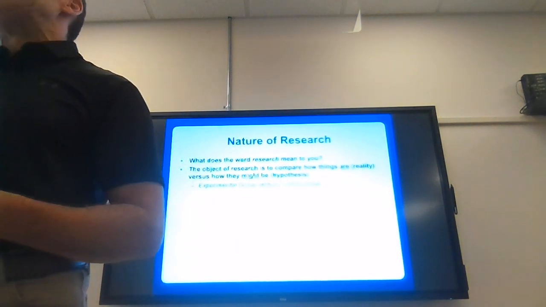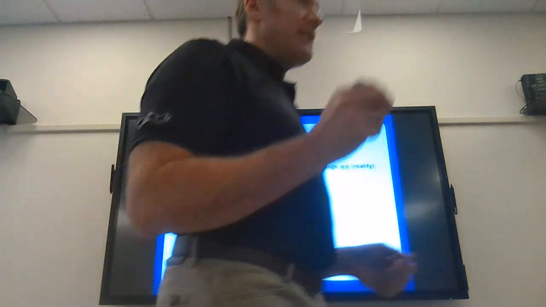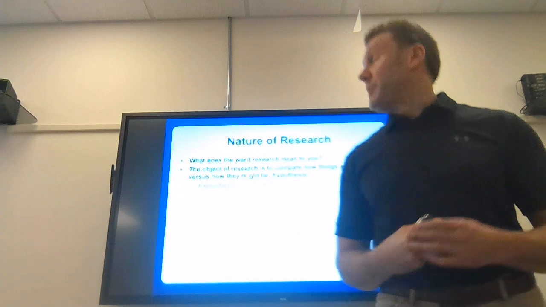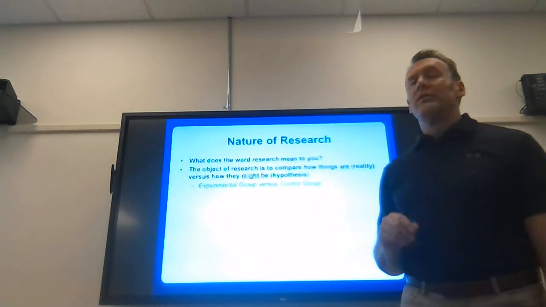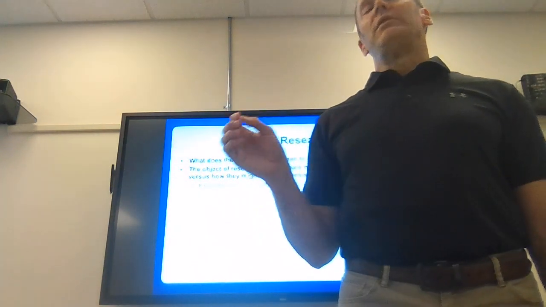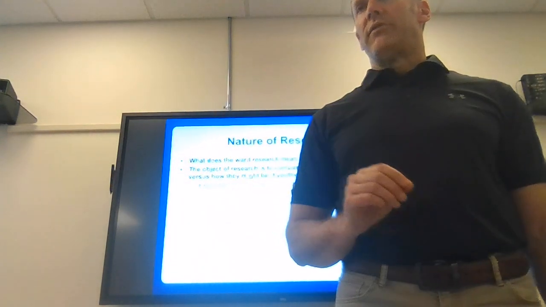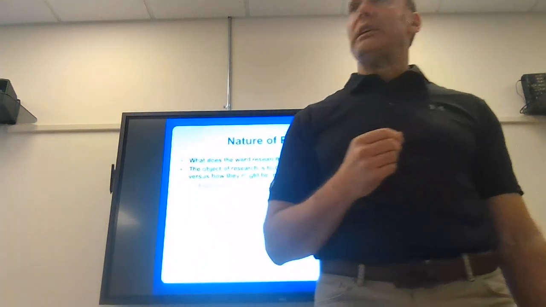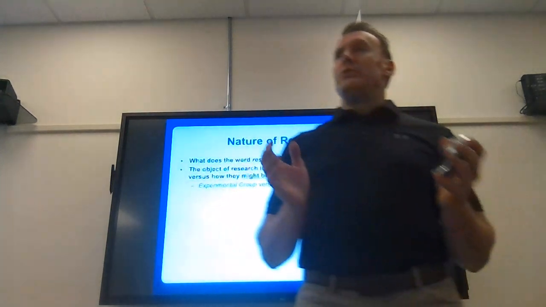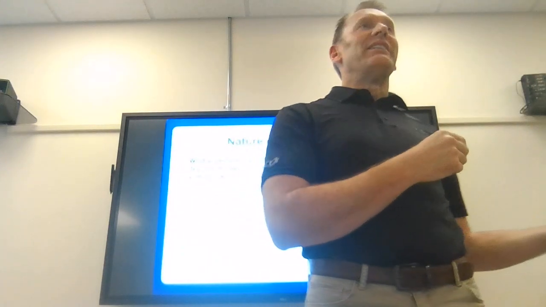So 0.05. What that means literally is that we are saying that there is a 5% probability that differences between the experimental group and the control group were due to chance occurrence. So if you see p less than or equal to 0.05, probability less than or equal to 0.05, what we're saying is that there's a 5% probability that any differences between the experimental group and the control group were due to random occurrence.